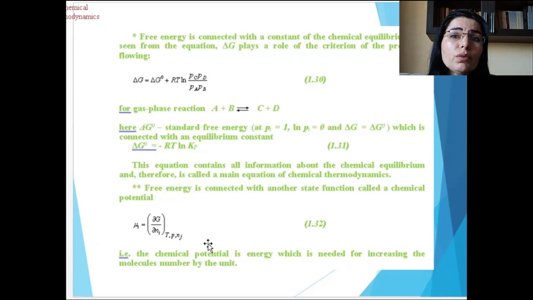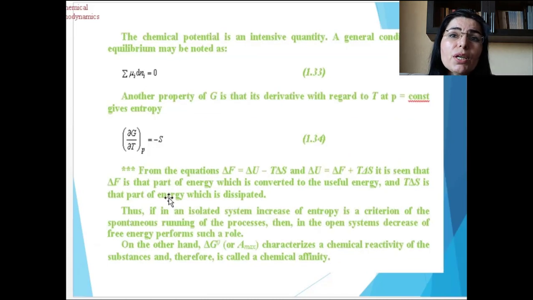Free energy is connected with another state function called the chemical potential, i.e., the chemical potential is energy which is needed for increasing the molecules number by the unit. And the chemical potential is an intensive quantity. A general condition of equilibrium may be noted as. Another property of G is that its derivative with regard to T at P constant gives entropy.